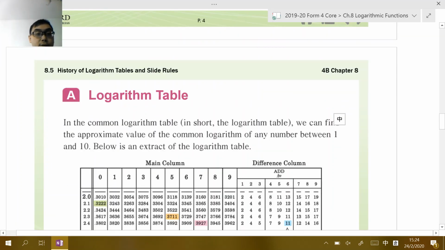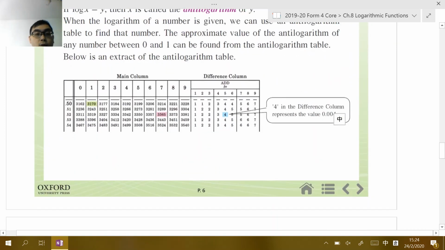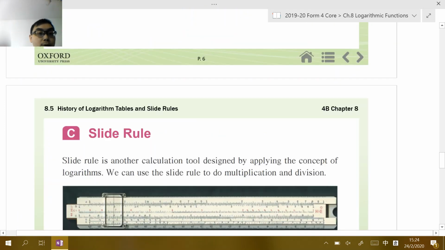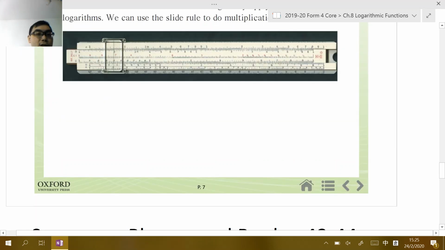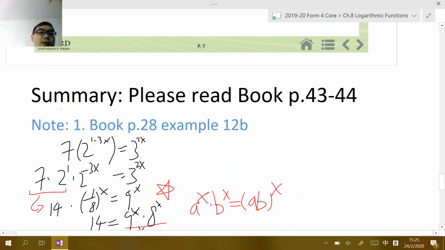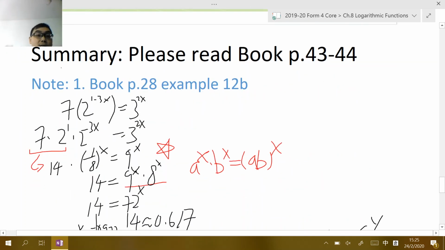So I think that I have to skip this one. For example, the log table, the reverse log table, or we say the anti-log table, and the last one is the slide rule. This is a very special ruler because it has a log scale. Some teachers have this slide rule, though I don't have one actually. But anyway, this is a very interesting thing if you want to learn. So I'll just give a summary. Please remember, the summary has been printed in your book, pages 43 to 44. So I think that you can read it by yourself.